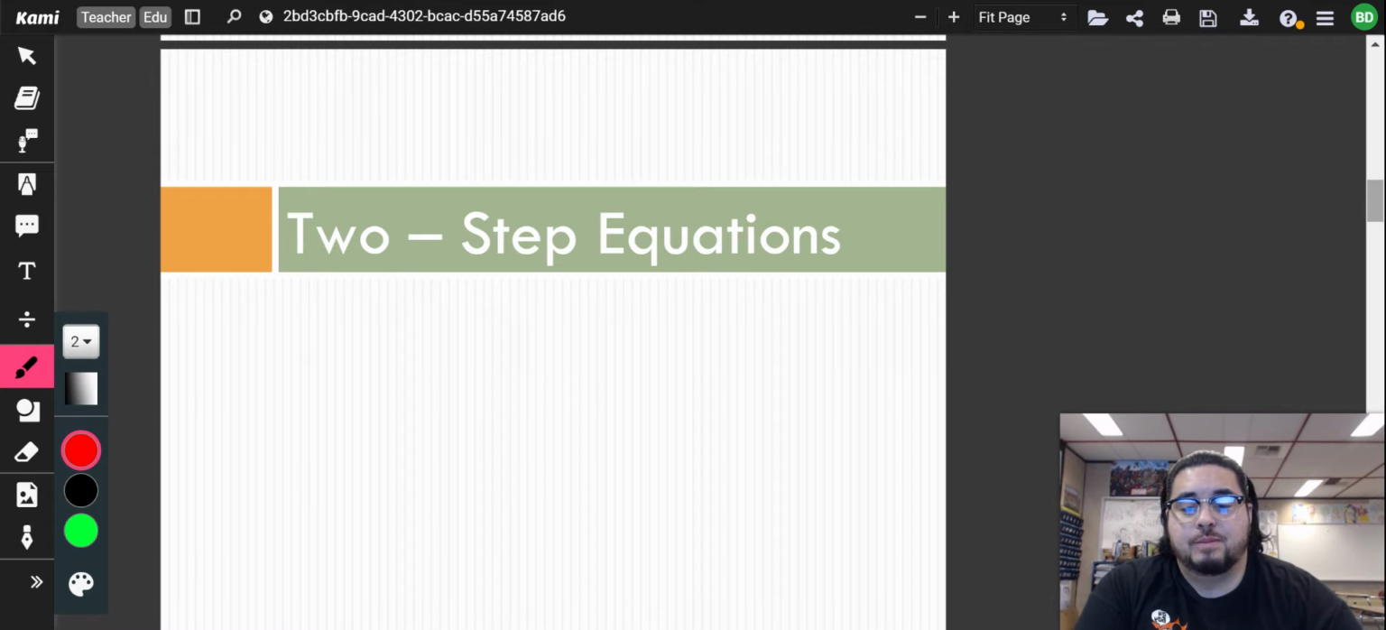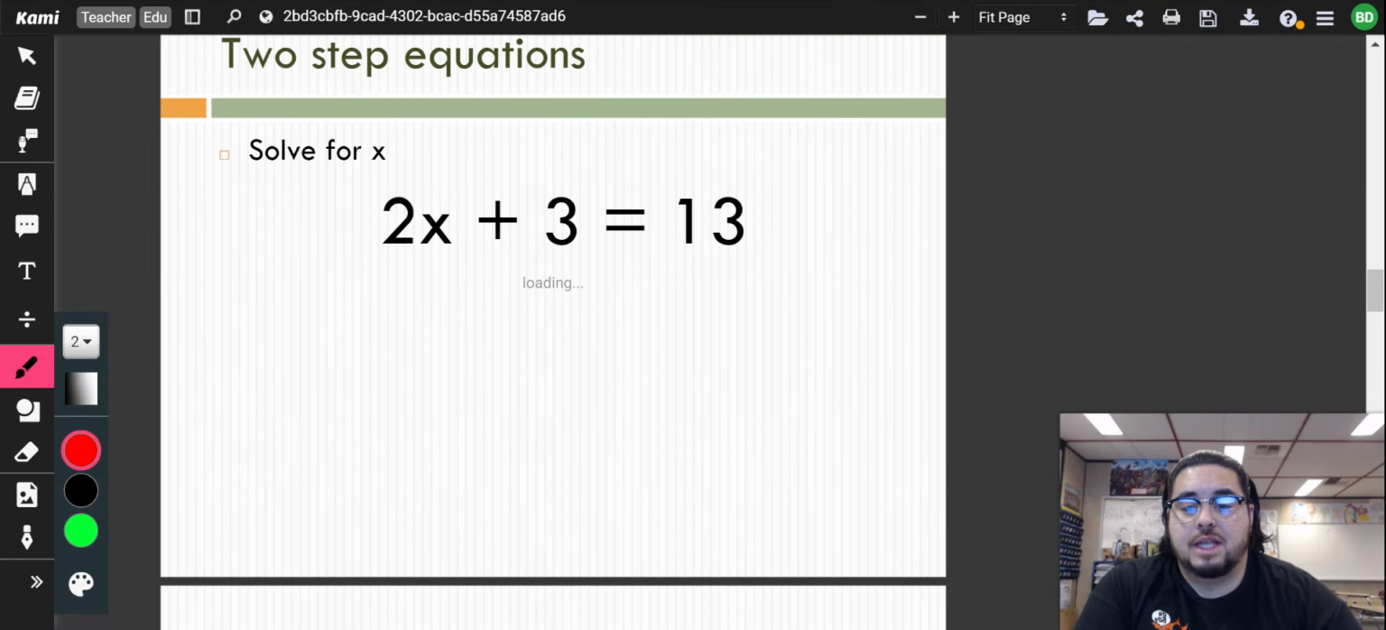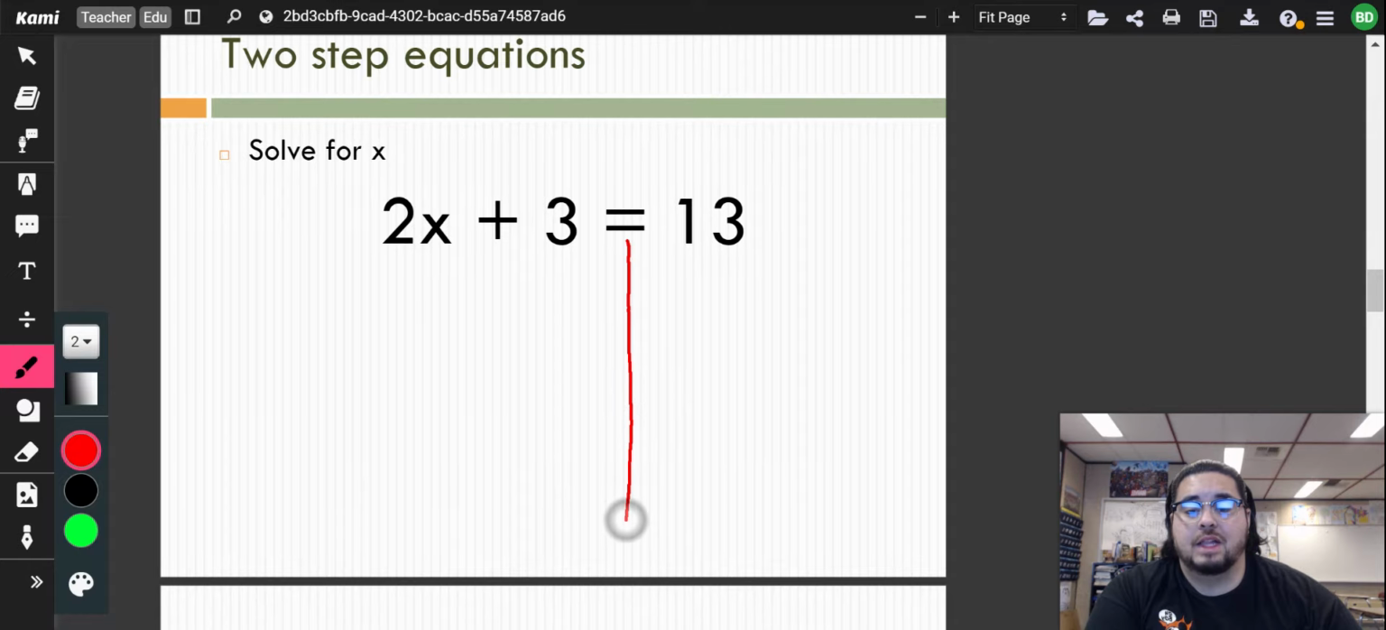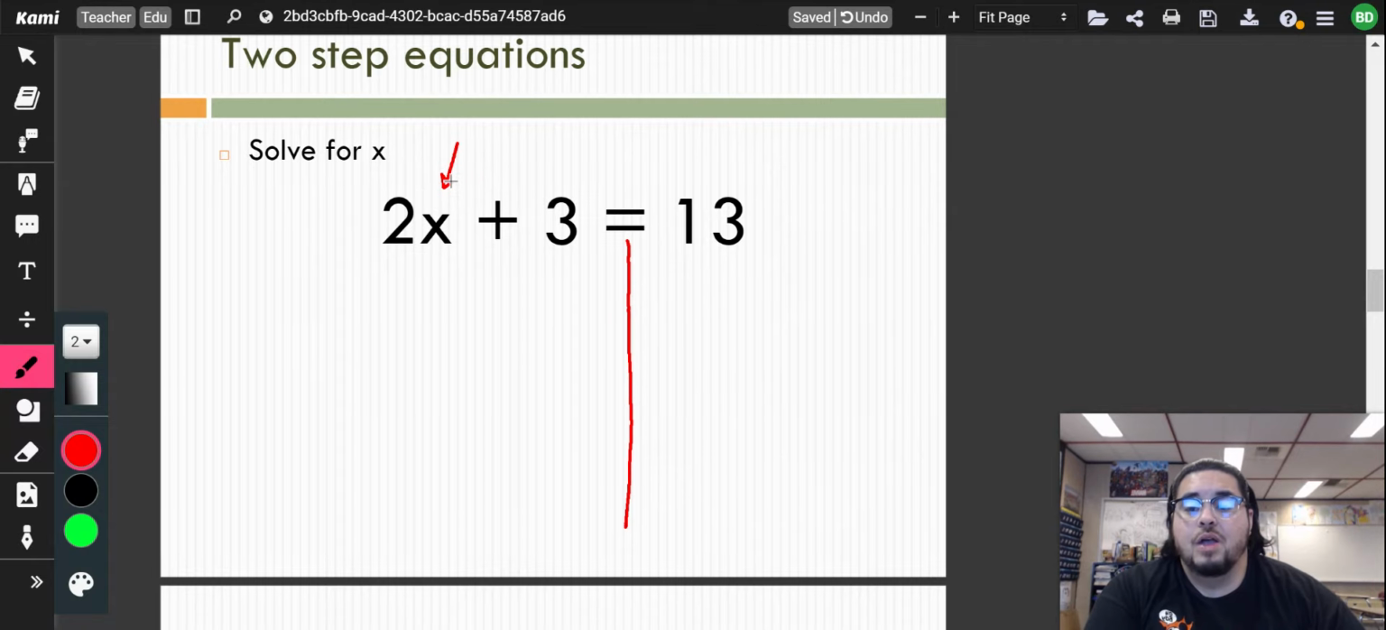Okay, so we're going to look at some examples. So our first example right here, 2x plus 3 is equal to 13. Remember, that's a balanced equation. So I'm going to create a nice workspace by drawing a line down from the equal sign. And we're going to ask ourselves, if I want x by itself, what do I need to do working backwards to get rid of everything else that's around x?